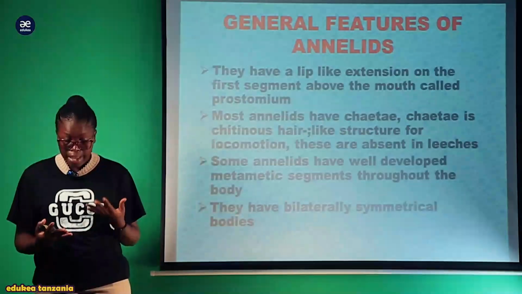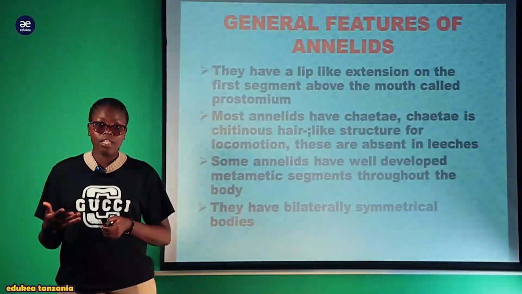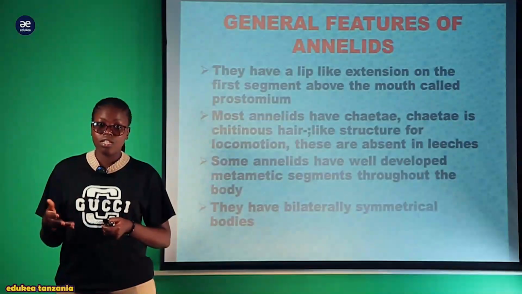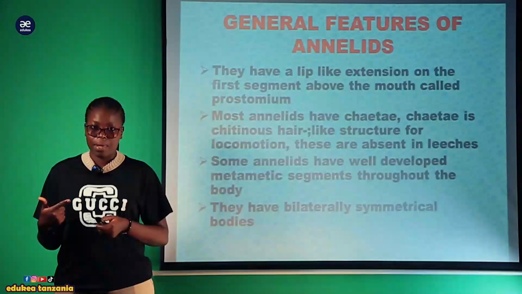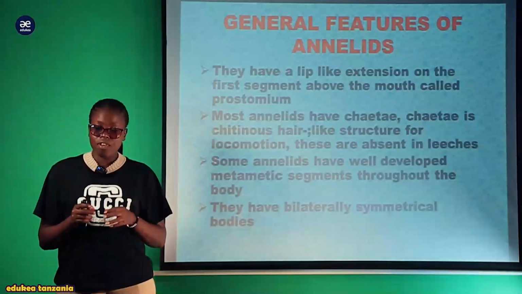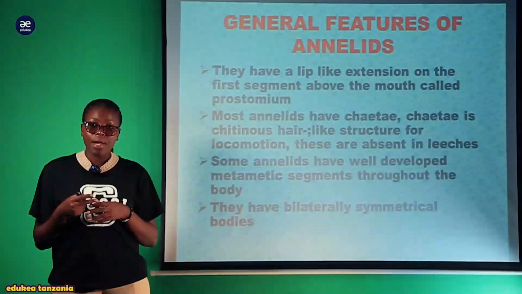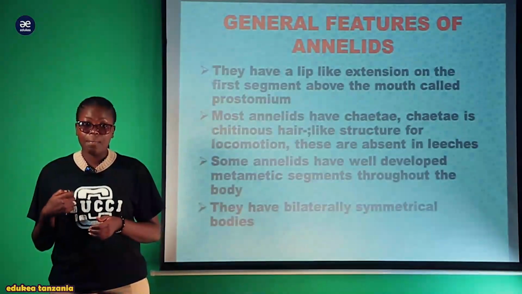Kwa mfano ukiangalia earthworm, example ya annelid ni earthworm. Earthworm ni very common, mara nyingi watu wale wanaovuaga hata vijijini wanatumiaga kama chambo kwa ajili ya kuweza kuvulia samaki. Yule pale ni earthworm ambaye anakuwa na chaeta. Chaeta unakuta ni structure inayotumika kama locomotion organ.